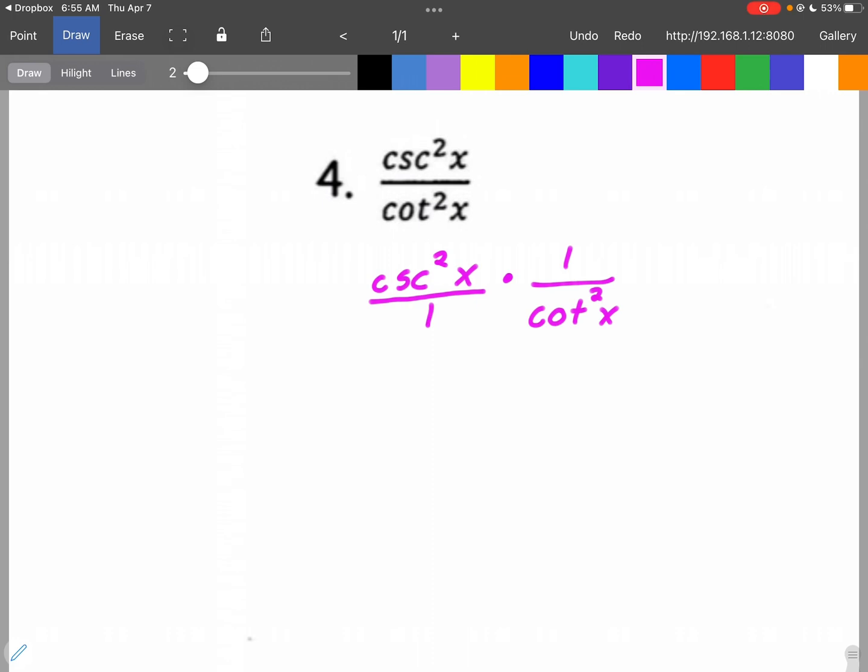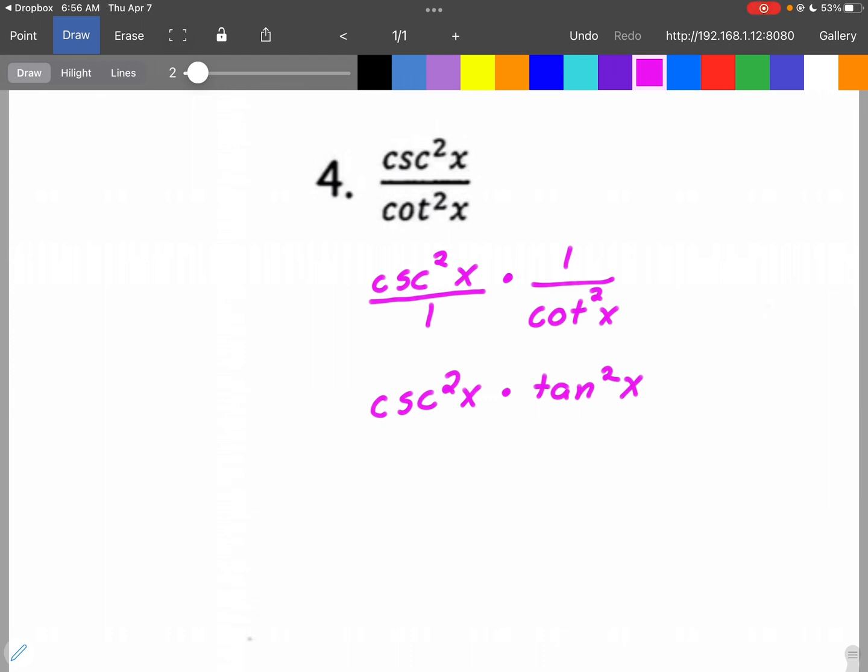So now, I can see that this could become tangent. 1 over cotangent is tangent. So I'm going to keep the cosecant squared x, but I'm not going to put it over 1 this time because I'm going to have times tangent squared x. And since that's not a fraction anymore, I don't really want the cosecant to be either.